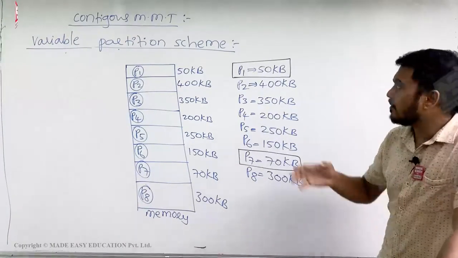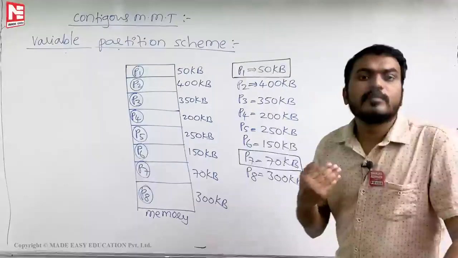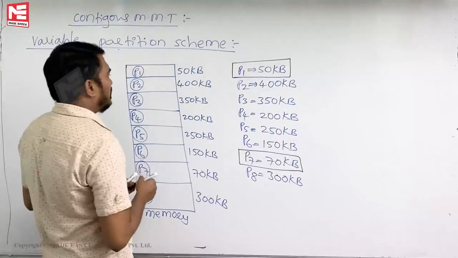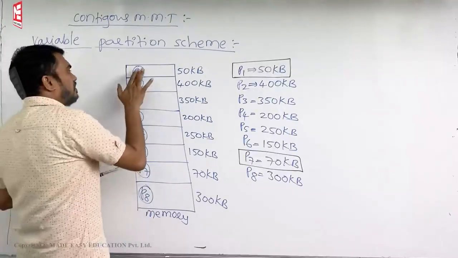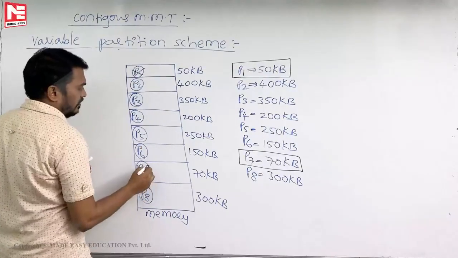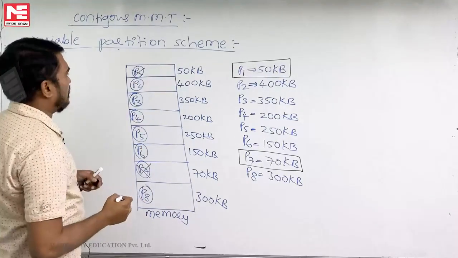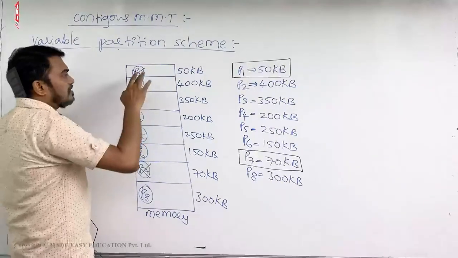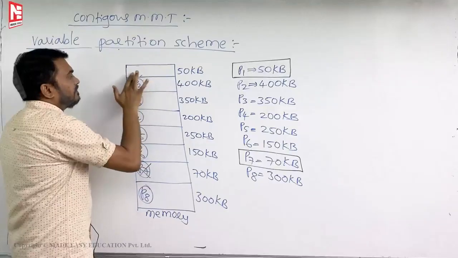So once the process execution is completed, it will be removed from the memory, right? Memory से बाहर हटा दिया जाएगा, right? So look at here. This will be removed from the memory, and this will be removed from the memory, P1 and P7. So now tell me, once P1 and P7 are removed from the memory, let's say ये खाली हो गया.